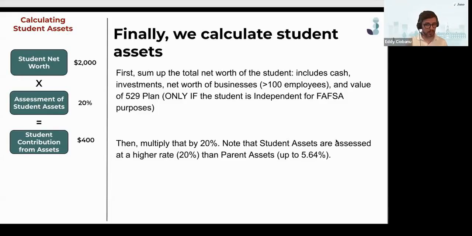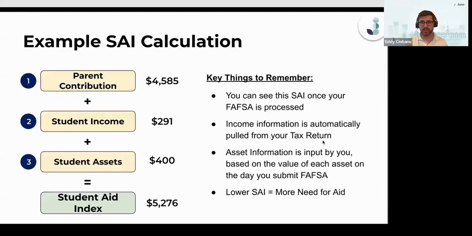We're going to put it all together, and that's what's going to give us the student aid index number of 5276. So again, you can see this once your FAFSA is processed. Income is going to be automatically pulled. The asset information is based on the value of those assets on the day you submit the FAFSA, so it's current values.